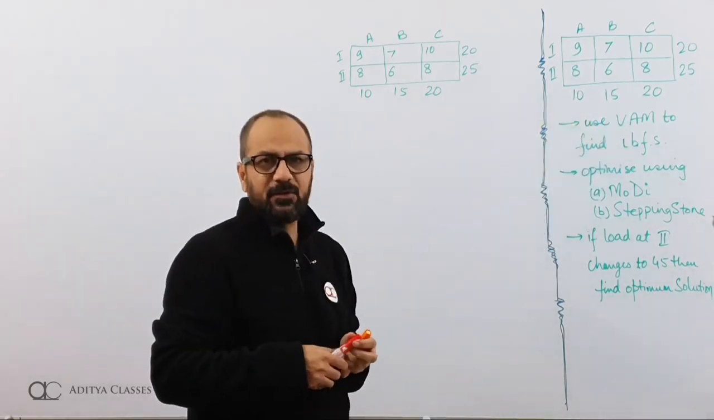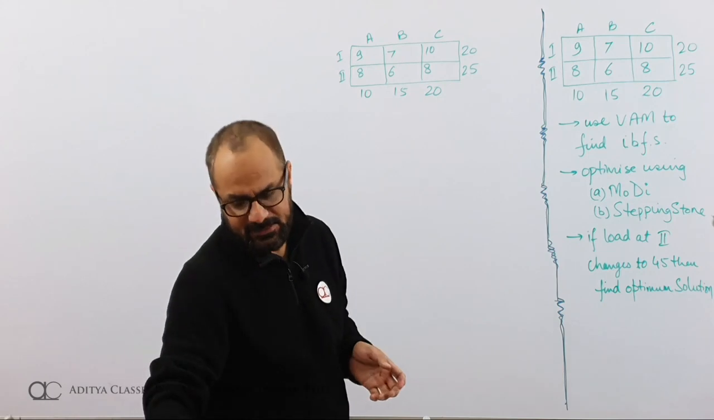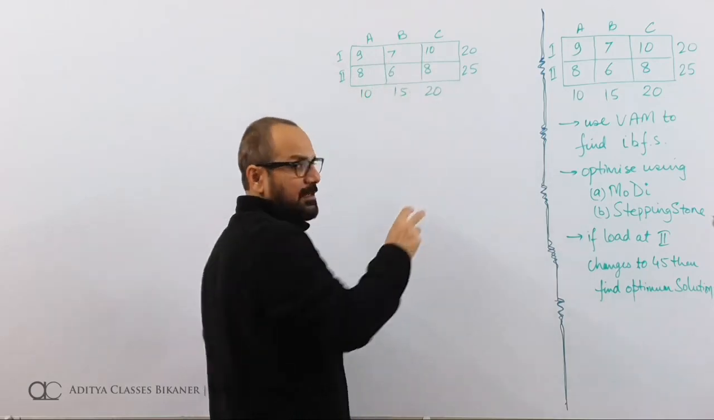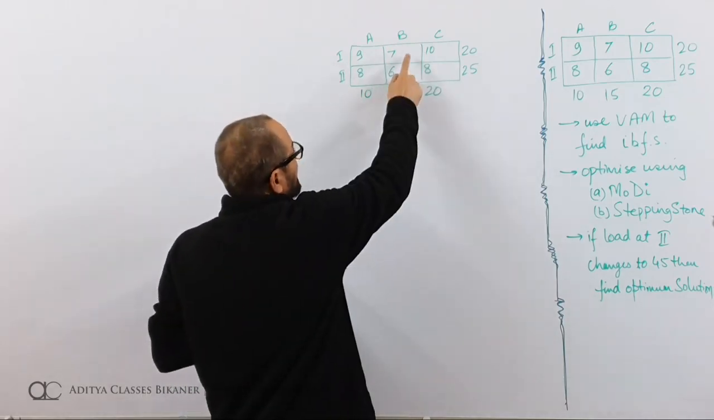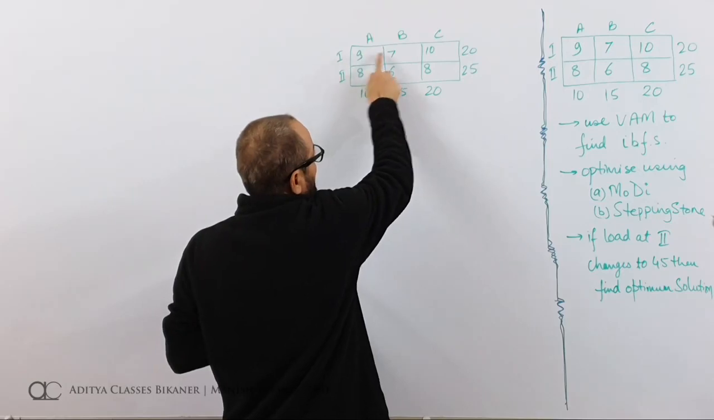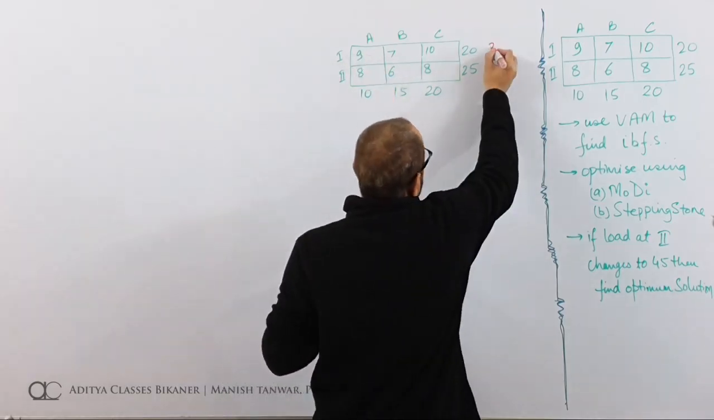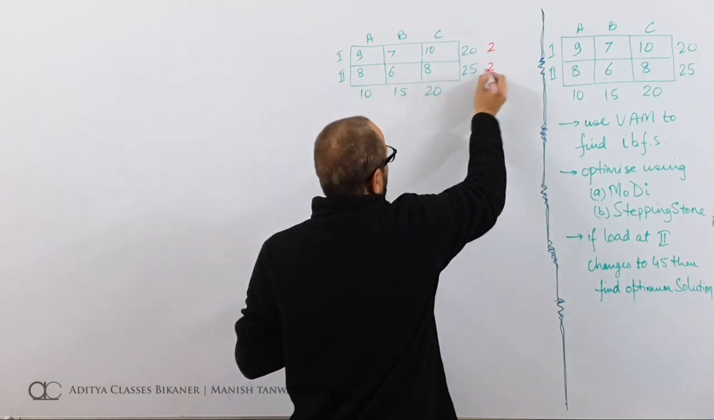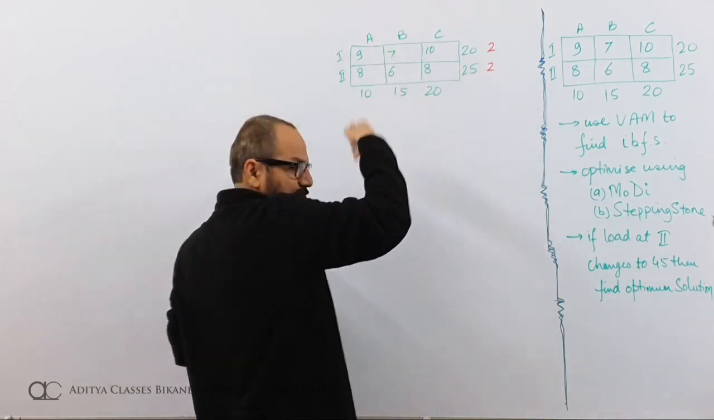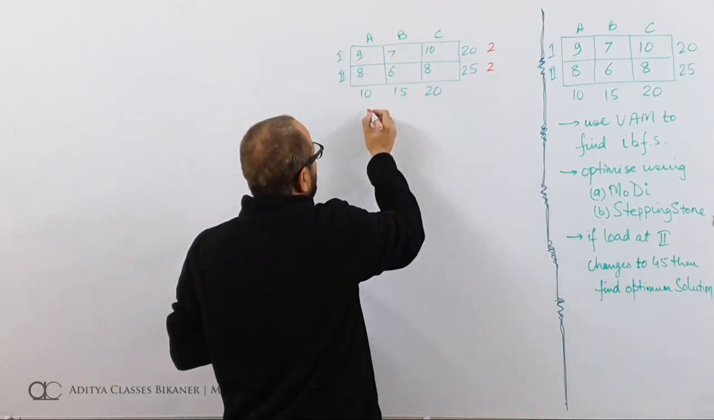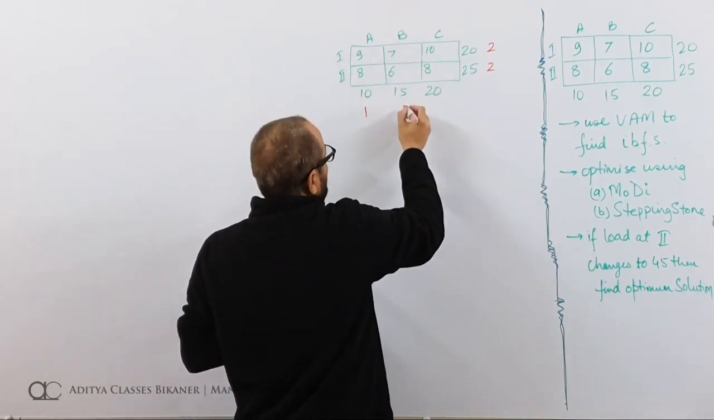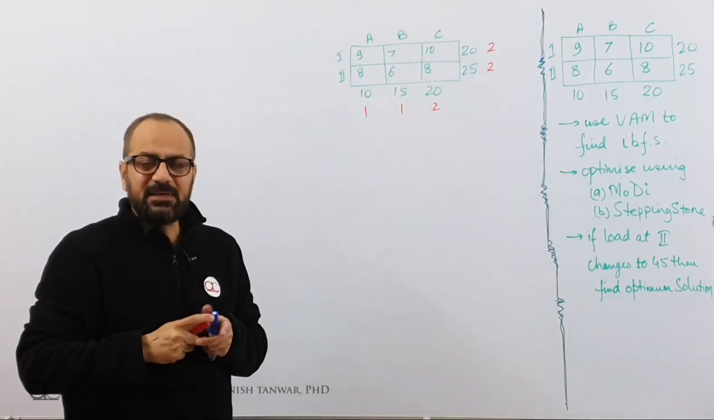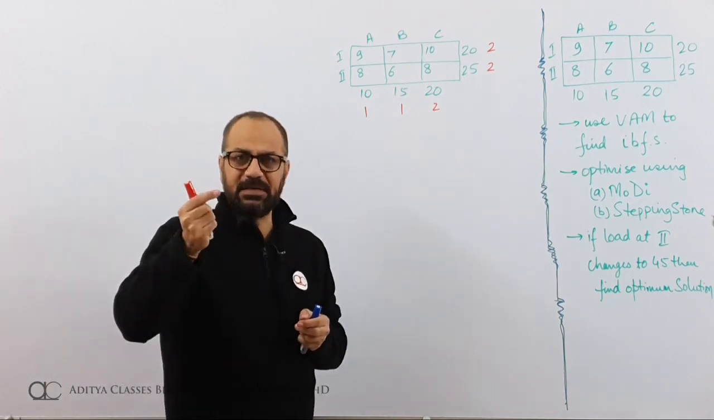So first thing would be to find out their penalties, because we are making use of Vogel's approximation method. So penalties for rows are the difference of the least 2. Least is 7, next least is 9. Difference of 9 and 7 would be 2. Difference of 6 and 8 will also be 2. Then column wise also we need to find out penalties. 8 and 9, difference giving me 1, 6 and 7 having a difference of 1, 8 and 10 having a difference of 2.